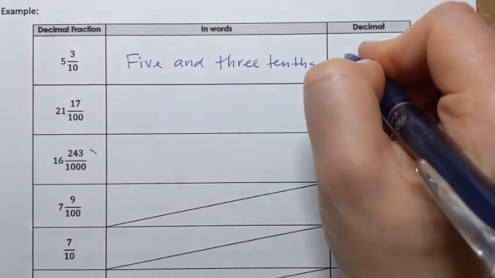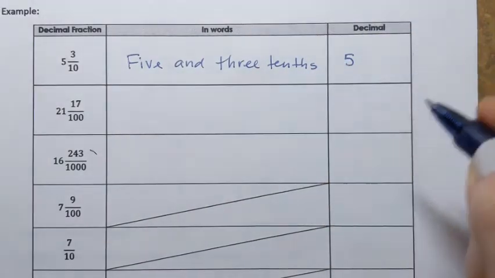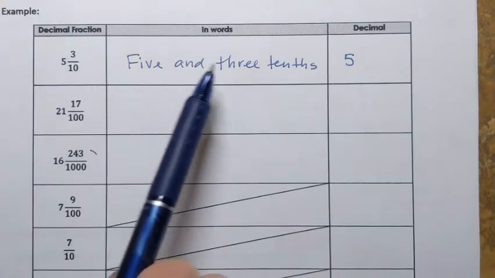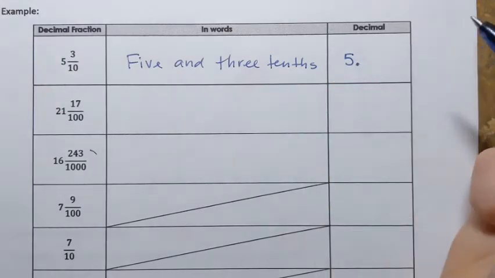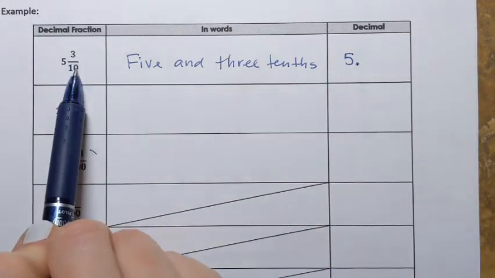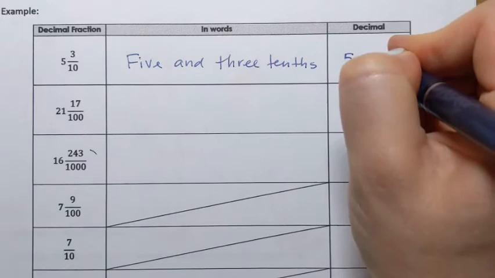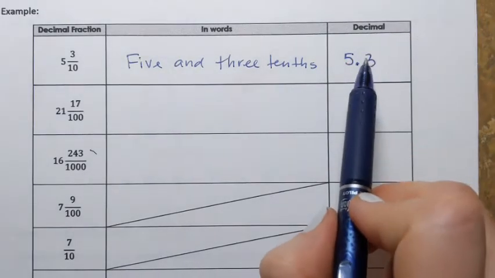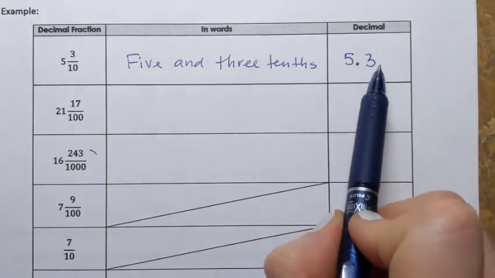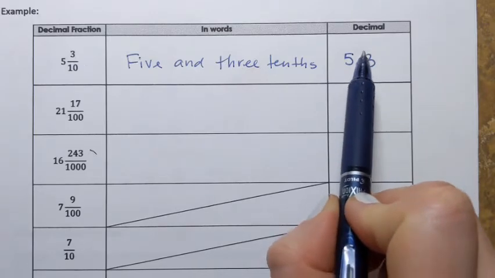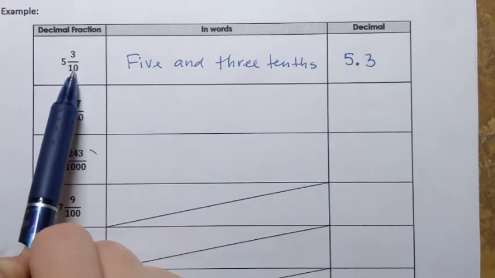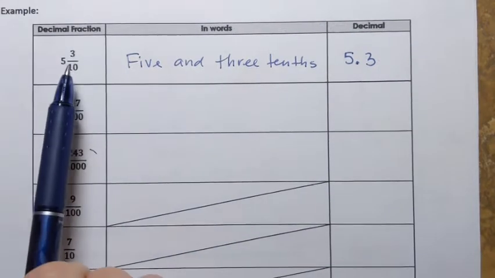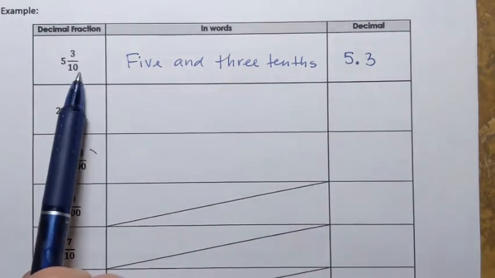Well, we're going to have the whole part, which is 5. Now, the whole part is separated from the decimal part in the decimal by a point. We call it the decimal point right here. And then the fraction 3/10 is written as just 3. So this is how we can think about a decimal. The number of digits after the decimal point corresponds to the number of zeros in the denominator. And that's going to be an easy way to convert from one to another.